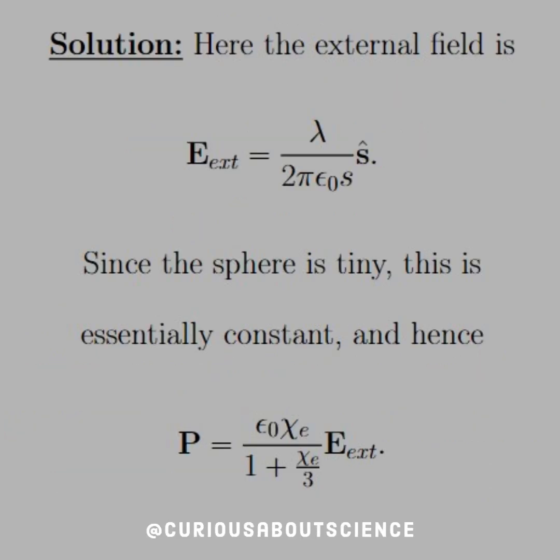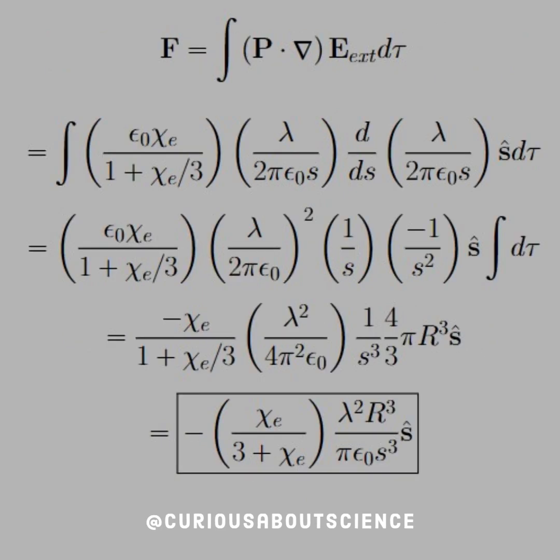Alright, so for our solution, we know that the external field is due to the line charge, which we know from any Gaussian surface, or Gauss's law from chapter 2, that's equal to λ over 2π ε₀ s, in the s hat direction. Since the sphere is tiny, this is essentially constant, and hence the polarization is equal to ε₀ χ_e over 1 plus χ_e divided by 3, which we found earlier in the chapter, times the external field. And then we just have to plug everything into the integral.